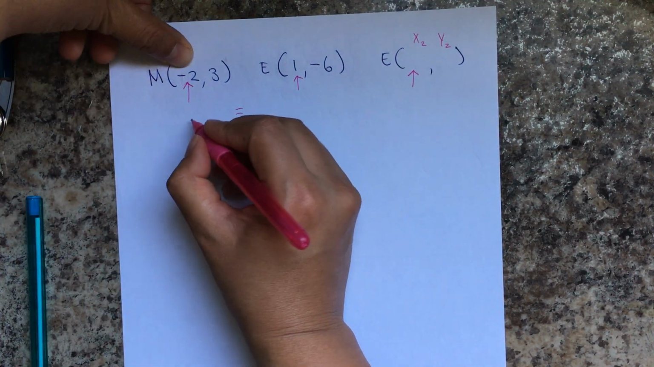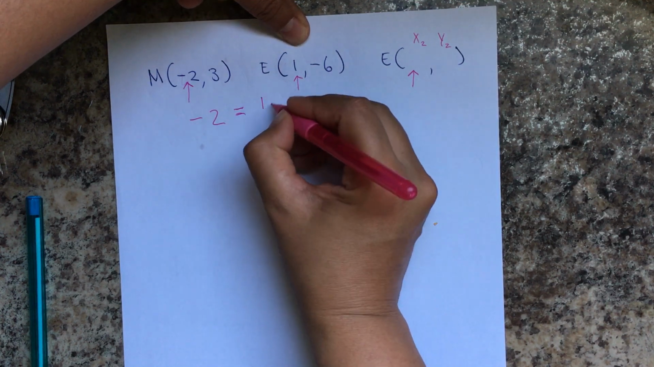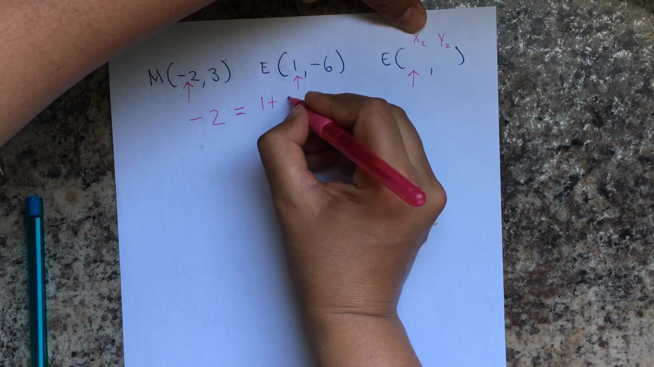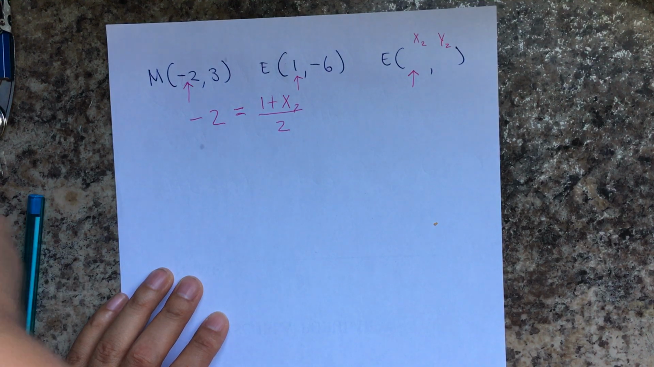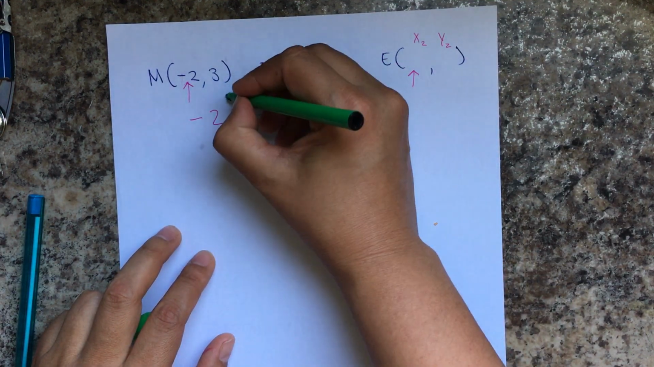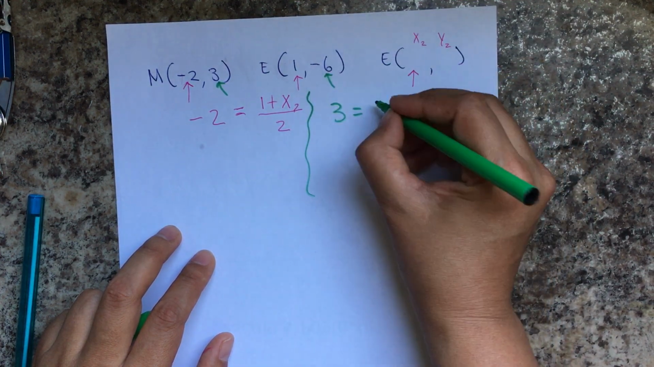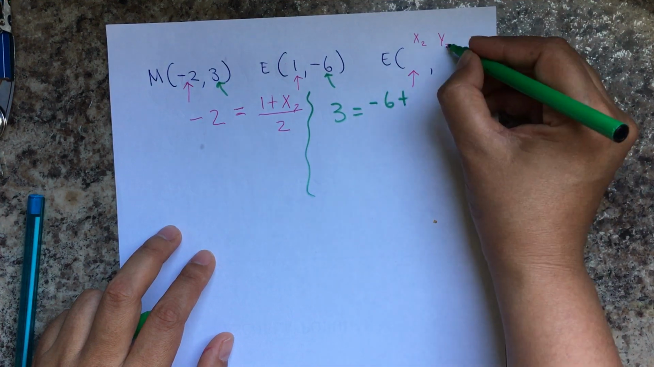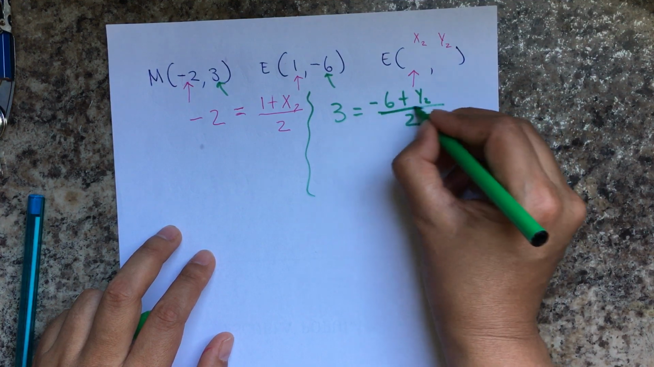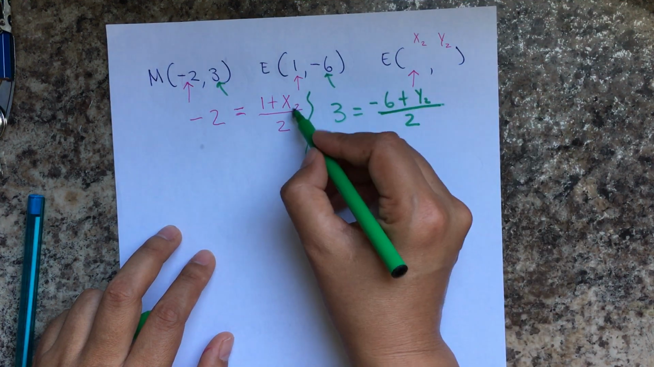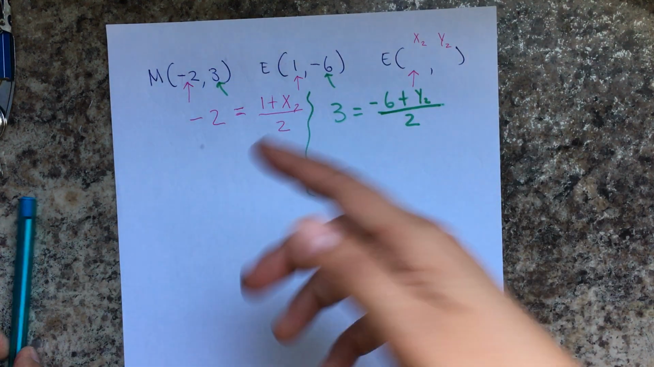Okay, so -2 equals +1 plus, we don't have the value, so we just put x2 divided by 2. So that's my first formula. Now for the second one, I'm going to do 3 equals y1, which is negative 6, plus y2, which we don't have, so we just put y2 and divide by 2. Again, remember that the 2 and 1 in here don't have value. It's just to say from point 2 or from point 1.